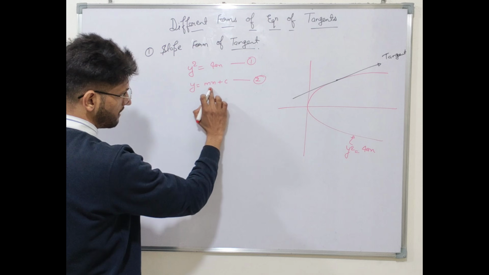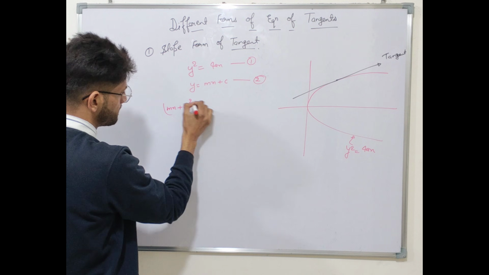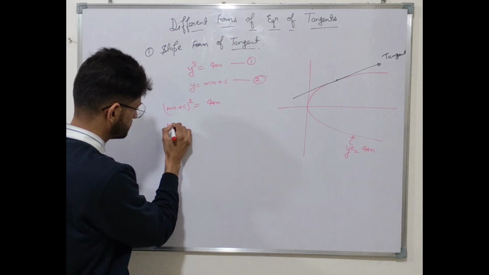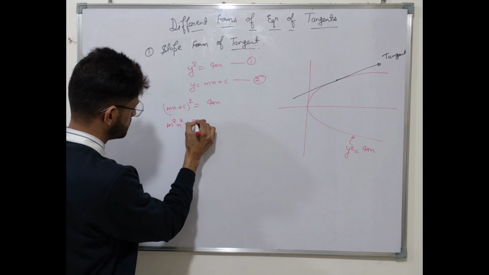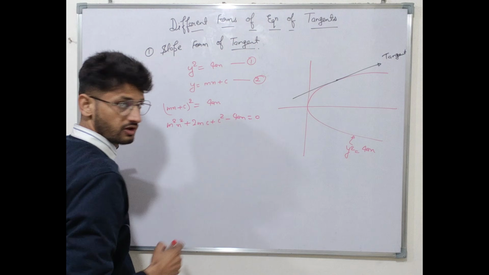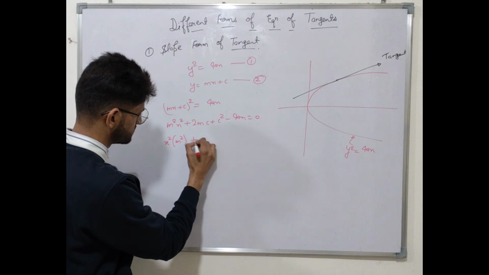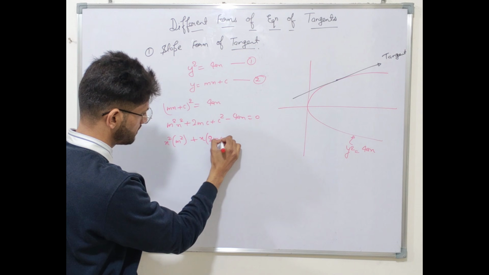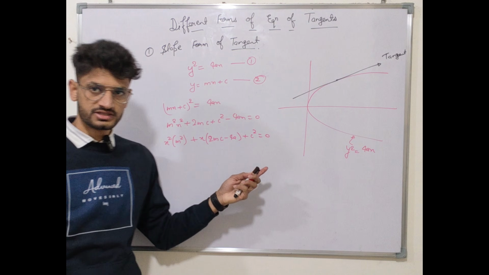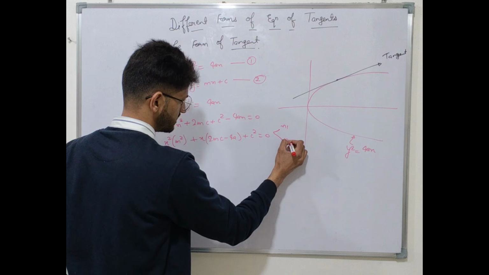We'll put the value of y equals mx plus c in equation number 1. So we can write it as (mx plus c) whole square equals 4ax. From here we can expand and write m square x square plus 2mcx plus c square minus 4ax equals 0. Now we can rearrange it as x square times m square plus, taking x as common, x times (2mc minus 4a) plus c square equals 0. This is the quadratic equation in x. Now there can be two possible roots, x1 and x2.